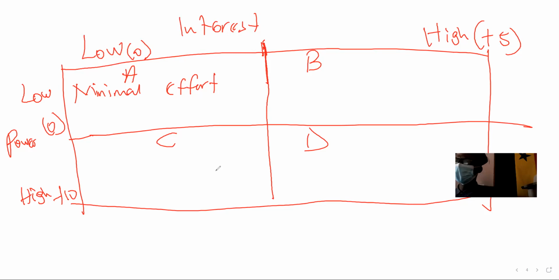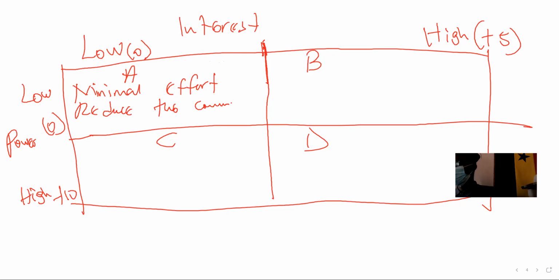So here, reduce the communication. Reduce the frequency of contact. Reduce the communication, and then we move on with the matrix.